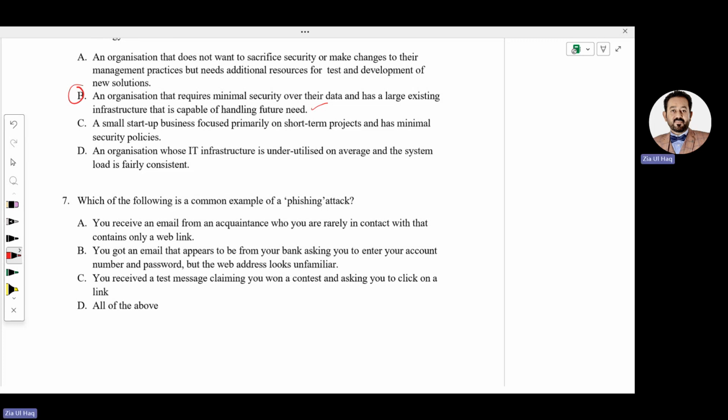What was phishing? Virus coming through emails as well as message. You receive an email from an acquaintance who you are really in contact with that contains only a web link. Email. You got an email that appears to be from your bank asking you to enter your account number and password. The webs look unfamiliar, and you received a message.